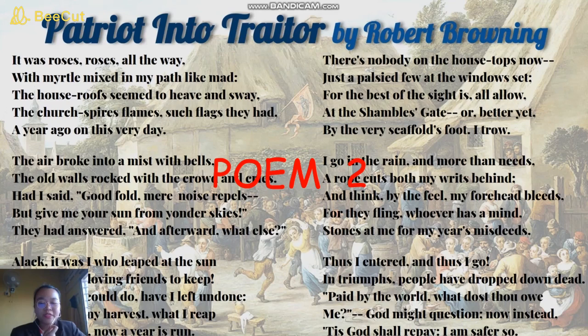I'm going to explain about this poem, "Patriot Into Traitor" by Robert Browning. This poem is about the instability of the world of politics and how people seem to change their minds because of their political leaders and the actions they did. This poem consists of 6 stanzas and each stanza consists of 5 lines.